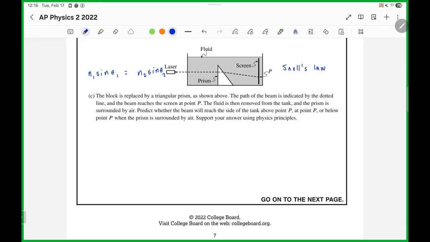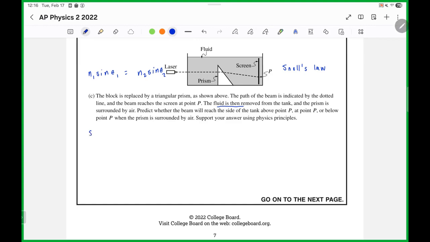So we're told that the block is replaced by a triangular prism. We're given the initial path of our beam. And we're told that the beam, when bent by the prism, reaches point P on the screen. The fluid is then removed from the tank, and the prism is surrounded by air. Before we continue, it's important for us to compare our two scenarios and have a good handle on what happened to our index of refraction.